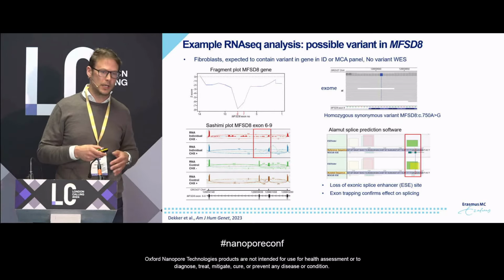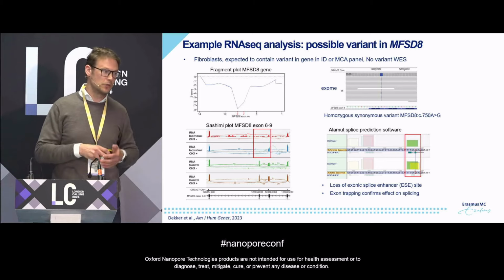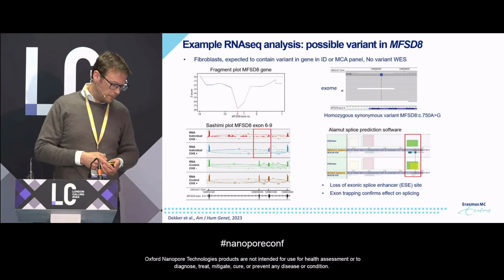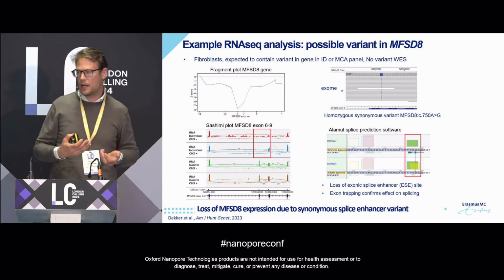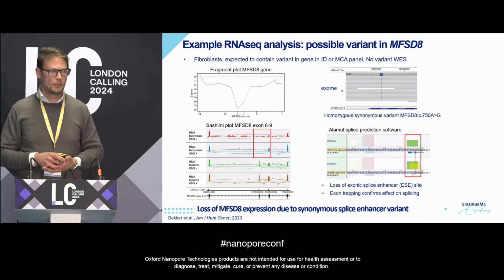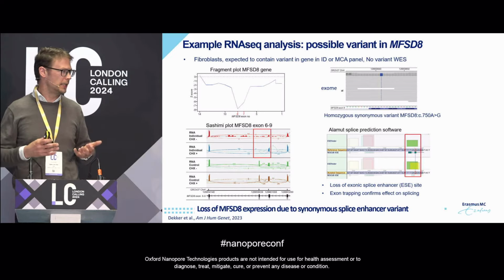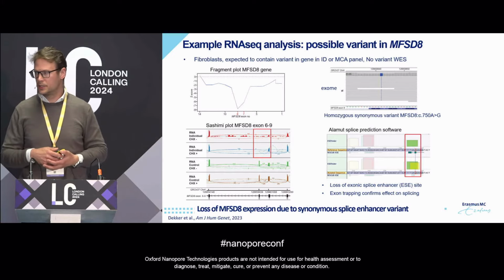So we've been doing this. Our overall additional diagnostic yield using short-read RNA sequencing is somewhere between 15 and 20% extra. In this case, this was a splice enhancer. I think most of you are probably familiar, splice enhancers are particularly difficult to predict.